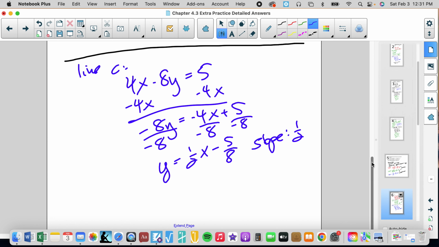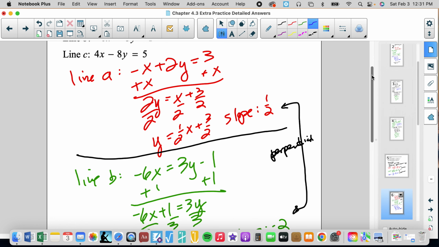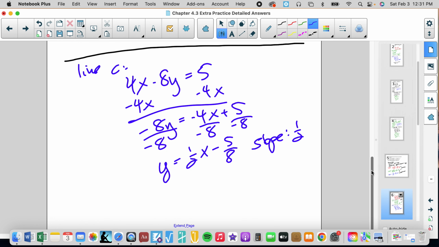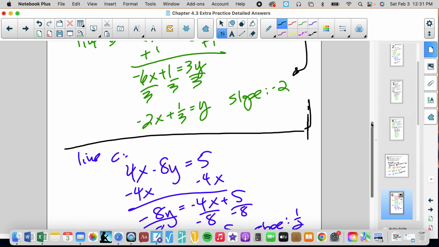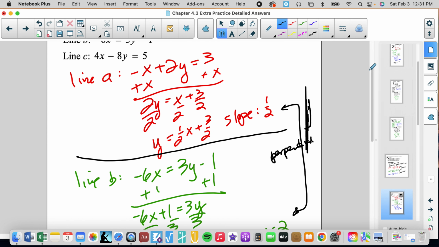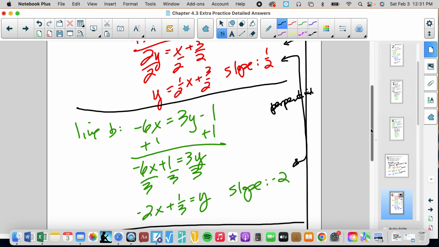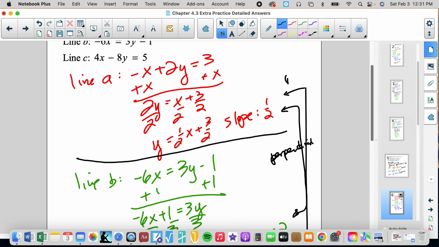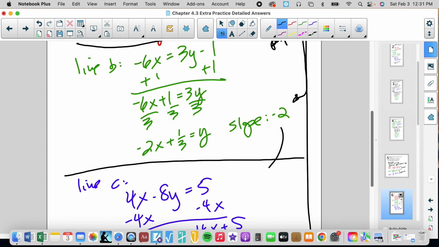So C and A are going to be parallel. Oh, that was nice. So A and C are parallel. B is perpendicular to A and perpendicular to C. That's also perpendicular.